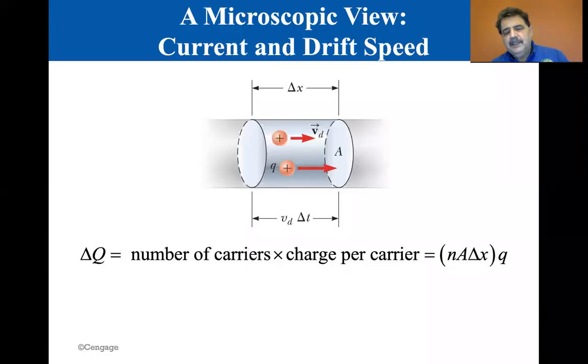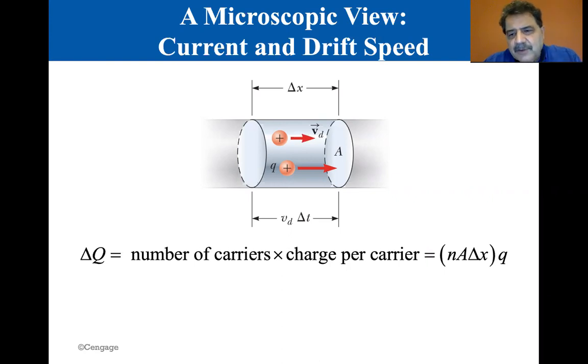Okay, we're at 17.2, a microscopic view of current and drift speed. And so let's look at the drawing here, and it ends up that current depends on a few things: the average speed of the charge carriers in the direction of the current, the number of charge carriers per unit volume, and the charge carried by each charge carrier. So here we have delta Q is equal to the number of carriers times the charge per carrier.